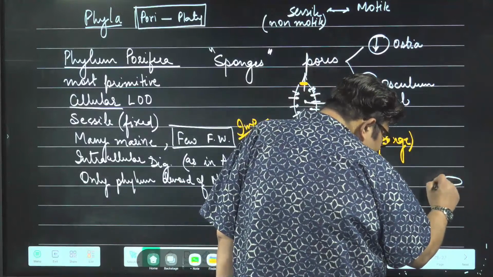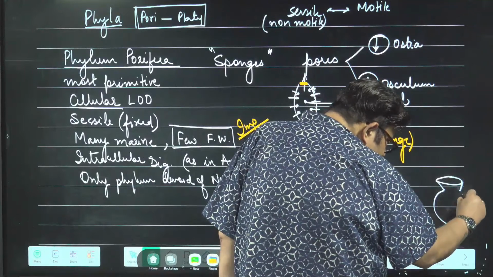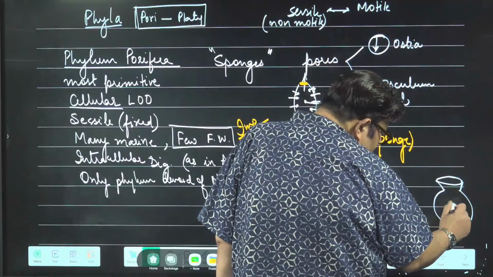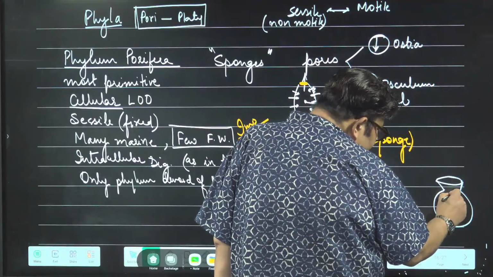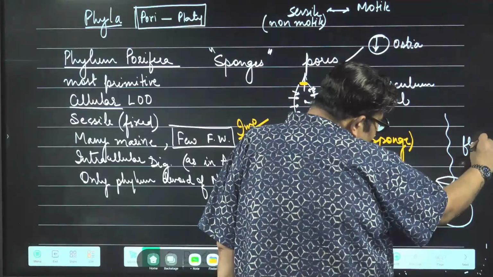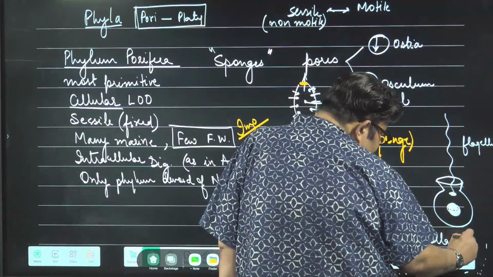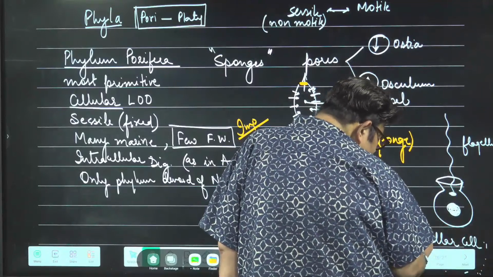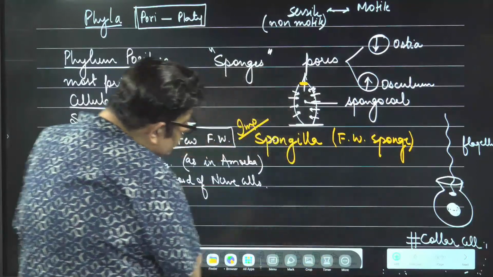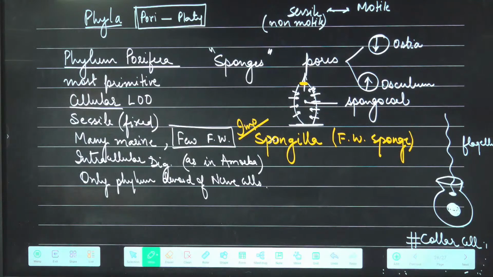These cells have a collar, and therefore they are known as choanocytes. Choano means collar, okay? And they have a flagellum. So there is a flagellum, and this is a collar cell. And collar cells are hashtag, that means they are exclusively found in this phylum. No other phylum has these collar cells.